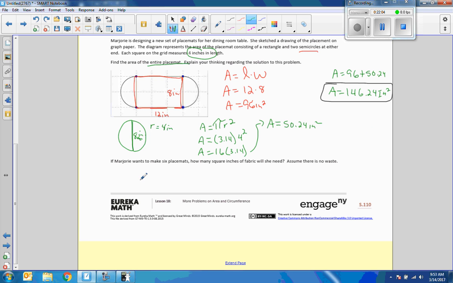Okay. Now it says if Marjorie wants to make 6 placemats, how many square inches of fabric will she need? Assume there is no waste. So there's a way to take the pieces that got cut out here and reconnect them, is what they're saying. So we're not figuring in the lost area here. Okay, so all we need to do is multiply by 6. So the area of 6 placemats would be 146.24 times 6.